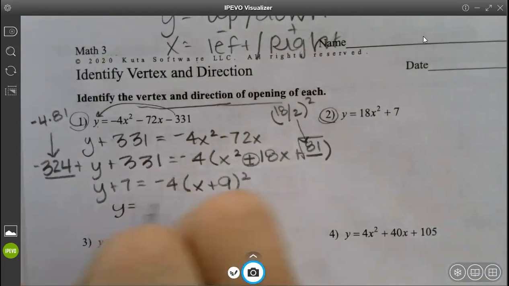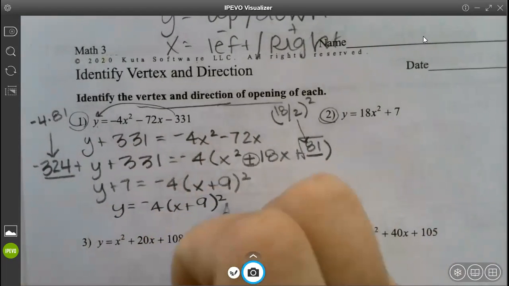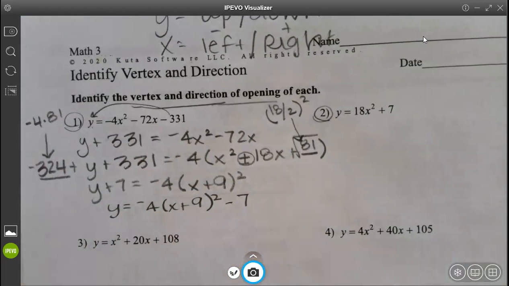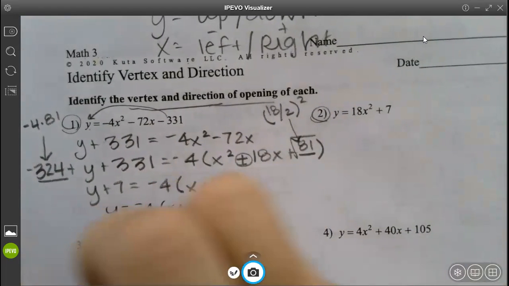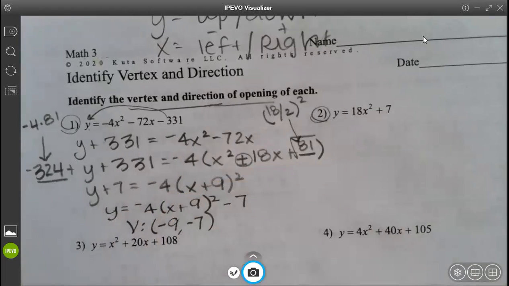So our equation, what we've been doing for the last couple days, is negative 4 times x plus 9 squared, and then subtract 7. Remember to do your vertex on this one, your x coordinate, read your equation. X is inside, so that's going to be your x, your vertex. Change the sign, negative 9, and outside you have a negative 7.